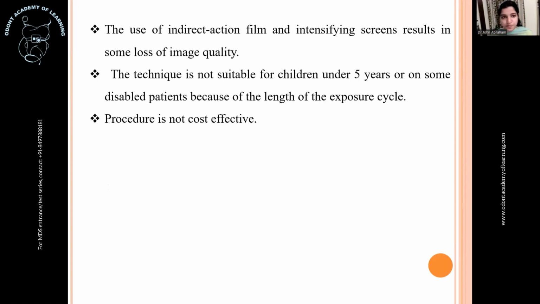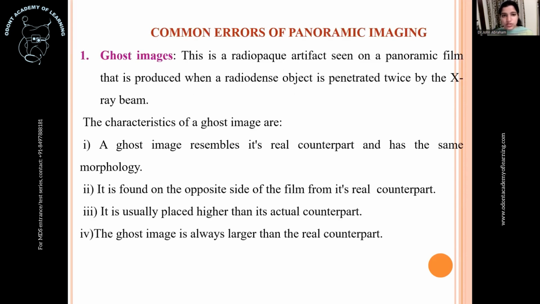final image. Use of indirect action films and intensifying screen results in some loss of image quality if it is conventional. The technique is not suitable for children under 5 years or on some disabled patients because of the length of exposure cycles. So there's a set of instructions that has to be obeyed, which is not favorable for people under 5 years and the disabled patients. And the procedure is not cost effective compared to IOPAs. It is more expensive. Panoramic imaging is more expensive and hence it is not cost effective.